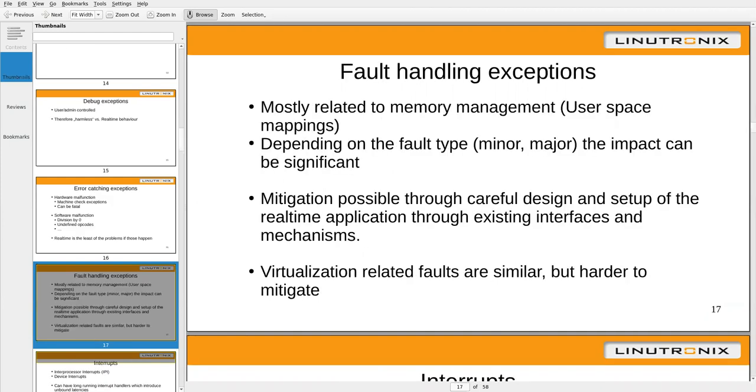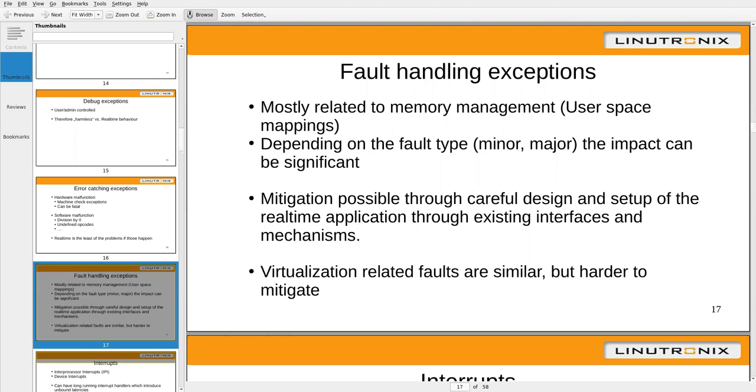Fault handling exceptions are a little bit different. They are mostly related to memory management, user space mapping. If a memory address which user space tries to access is not mapped into the user space page tables, then it hits a fault exception. And depending on the fault type, minor or major, the impact can be significant. Minor faults are when the memory which needs to be accessed is already available, and just the page table entry is missing. That's usually a quick exception which doesn't do much harm.